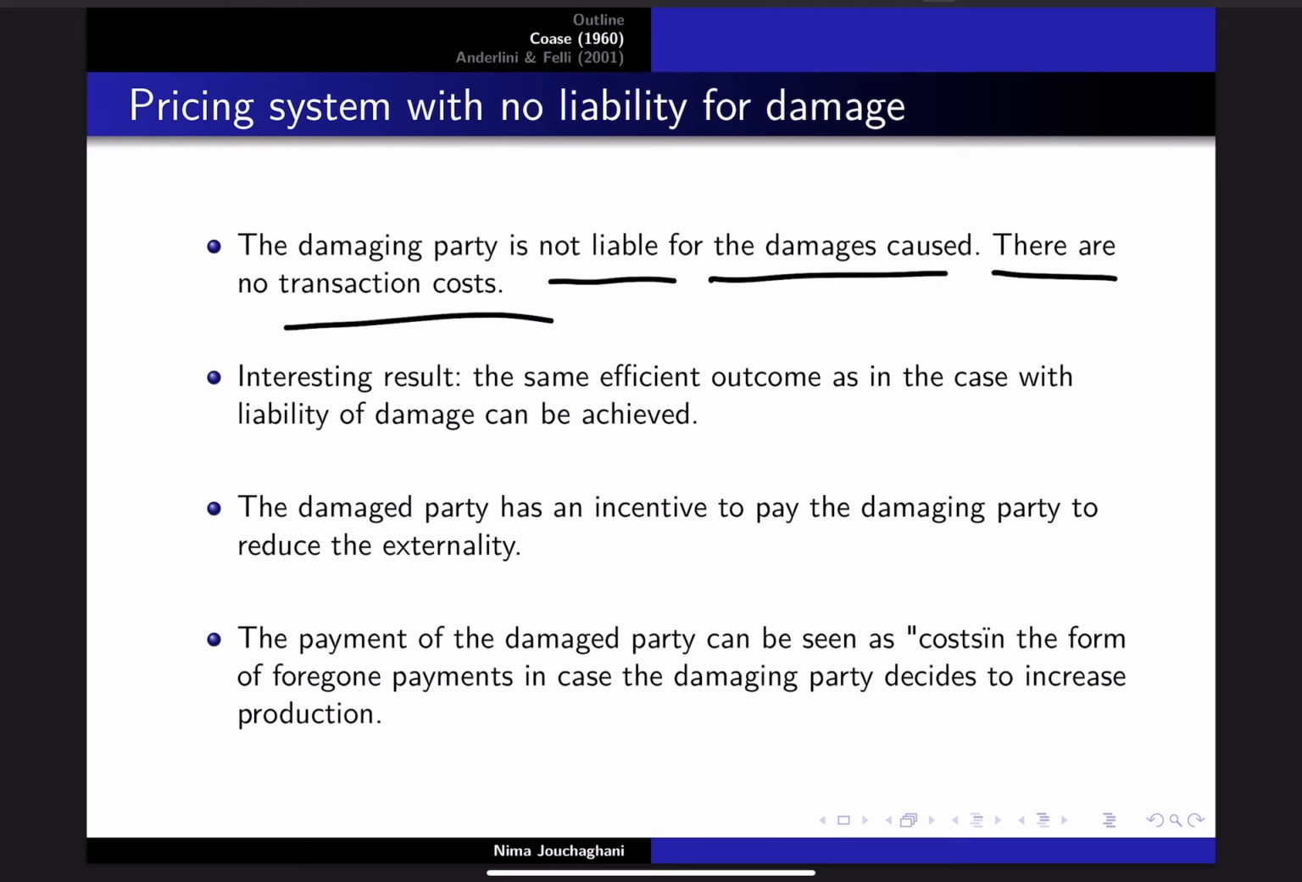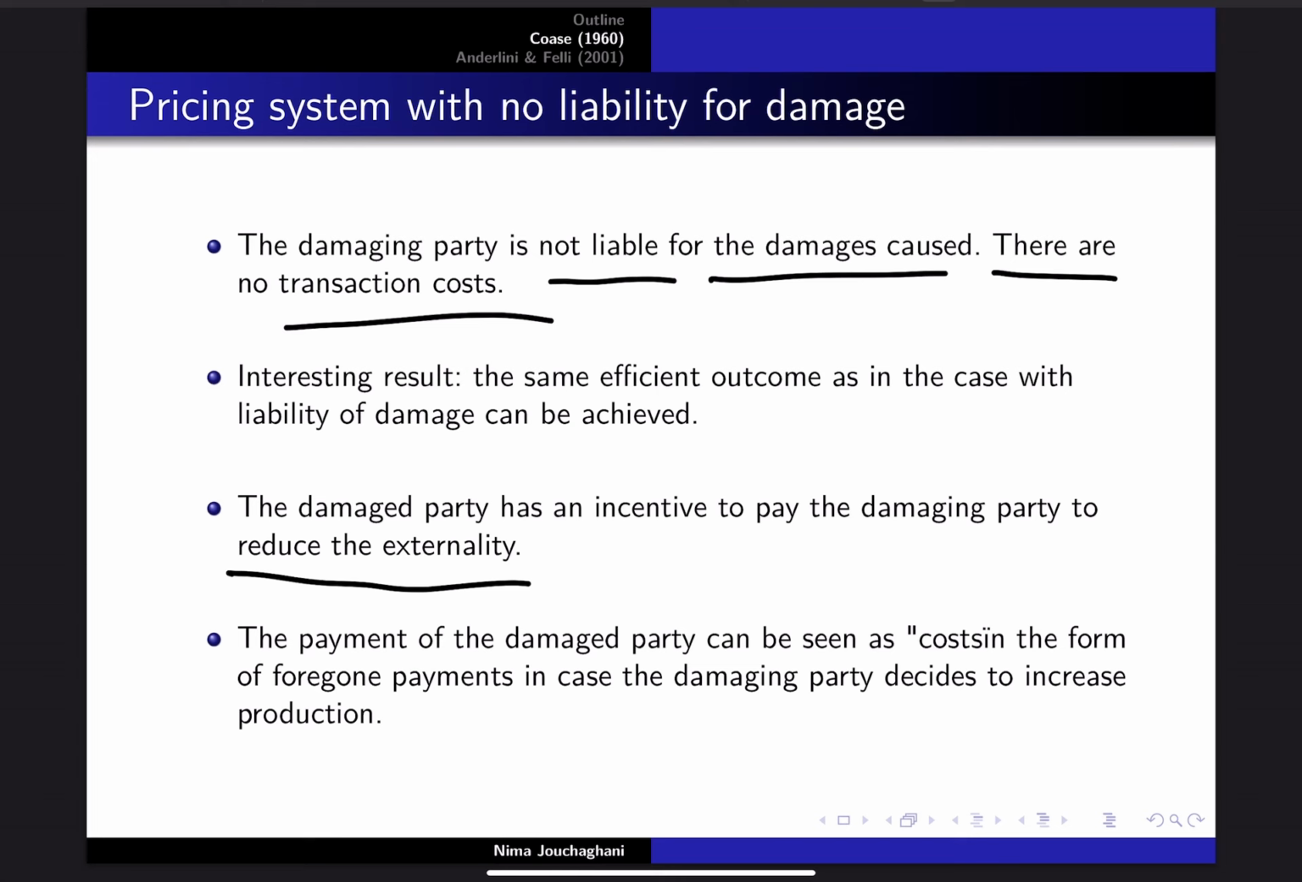Okay, so whatever we got from a pricing system with liability for damage, it is still there if we have no liability for damage. And what is the reason for this? It seems quite counterintuitive at first glance. Well, the reason is that the damaged party has an incentive to pay the damaging party to reduce the externality. So the appearance of the negative externality in both cases is the same.